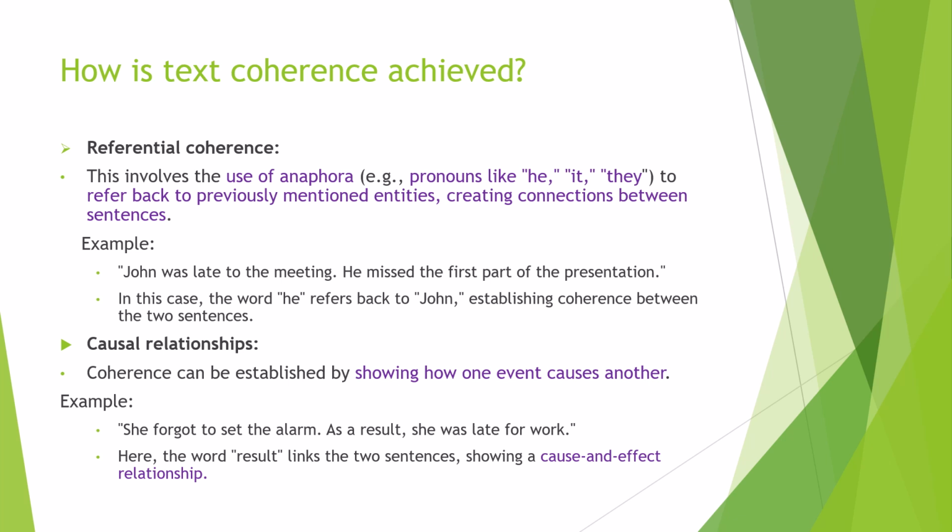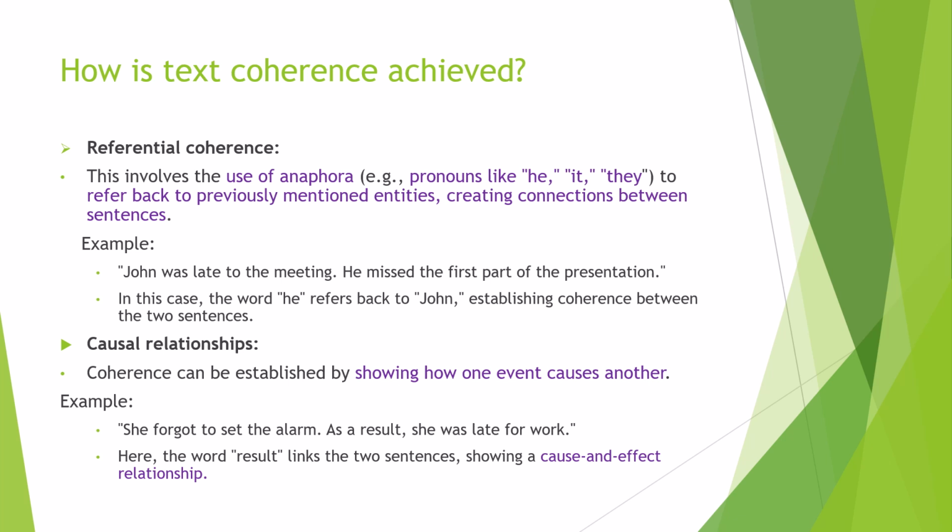So for example, in this given passage, the word he refers back to John. It establishes coherence between the two sentences. So the first sentence is John was late to the meeting. The second sentence is he missed the first part of the presentation. So here he refers to John.